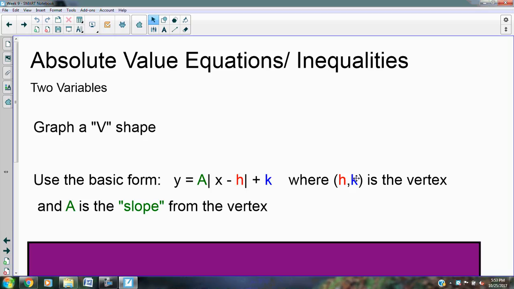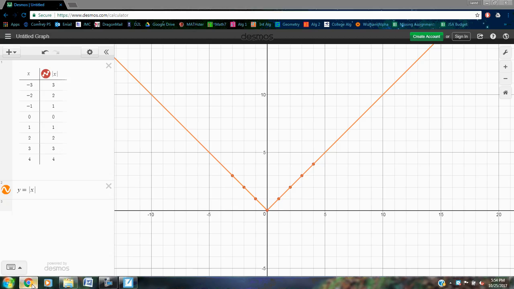Now this h, k makes what's called the vertex. The vertex is kind of the corner or the point of our absolute value V shape. So right here would be what's called the vertex. Now as you kind of branch out from that point, we can still think of your line or your lines as having a slope, just like you would for a y equals mx plus b form. Your m is your slope. In this case, your a is the slope from the vertex. I'm going to show you how that all works, again, using Desmos.